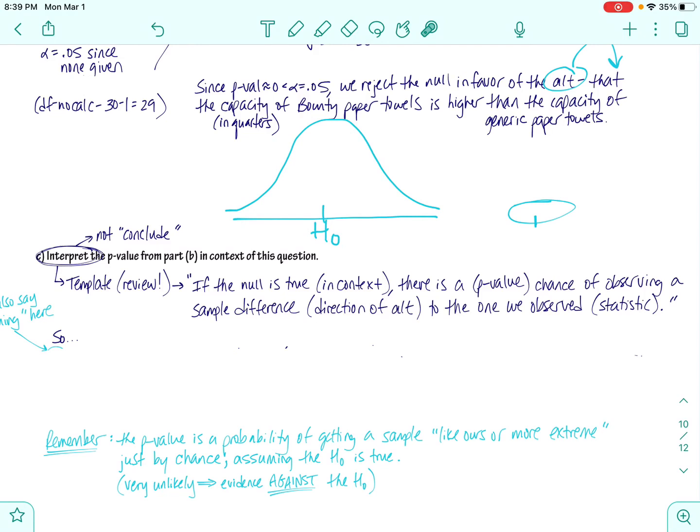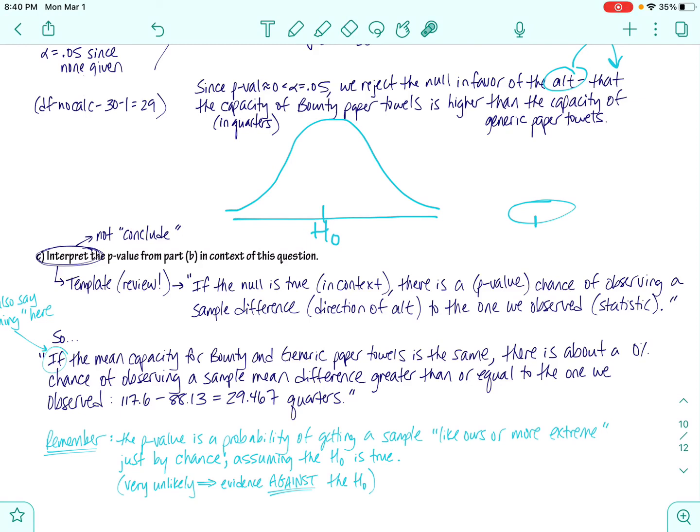But remember that your interpretation of the p-value, which is the shaded area, which is about 0 way out here, you start by saying: if the null is true in context, there is a 0, in this case, % chance of observing a sample difference greater than, because I shade to the right since my alternate was a shade-to-the-right situation, the one we observed, the statistic, so the actual difference between the two paper towels. Here's what it looks like according to this problem. If I'm stating the null in context, the mean capacity for Bounty and generic paper towels is the same. There is about a p-value 0.